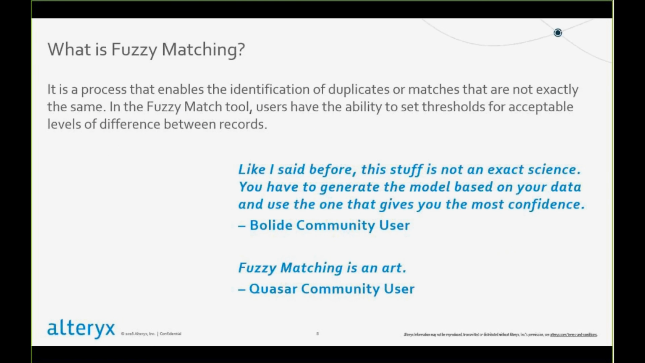So, what is fuzzy matching? It's simply the ability to identify matches within data that are not exact. So there's some sort of threshold that says they're close enough, but they're not exact. They could be exact, but they don't have to be.